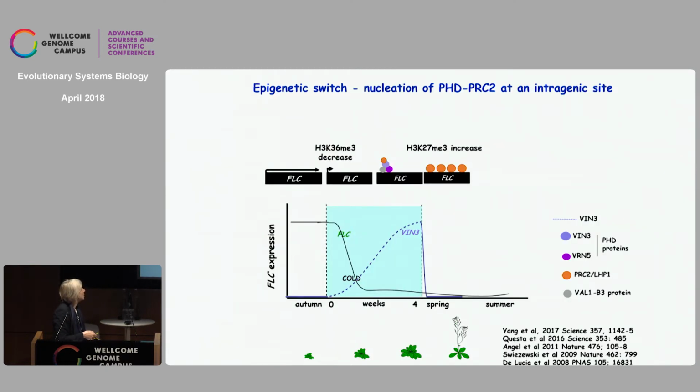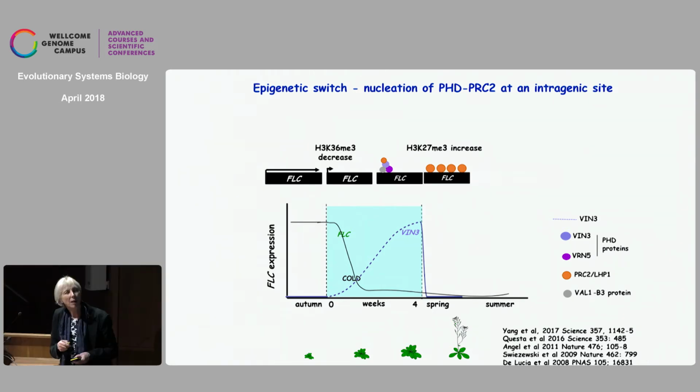Okay, so we had a digital switch, or a digital memory, I should say. What about the actual switching mechanism? Now, I'm going to whiz through this quite quickly, schematics, because I want to get back to the natural variation. But the picture we have then is that we have FLC expressed in autumn. The gene is on. You have a silencing quite quickly, transcriptionally in the cold.